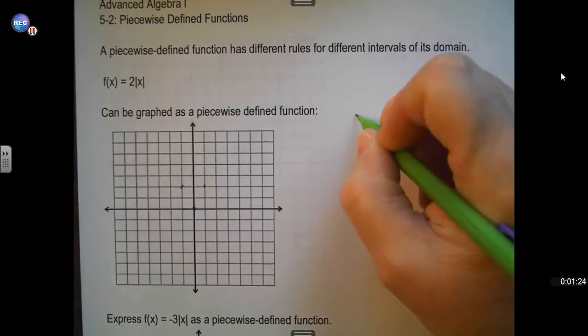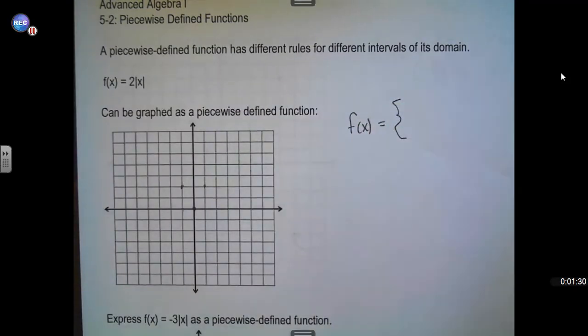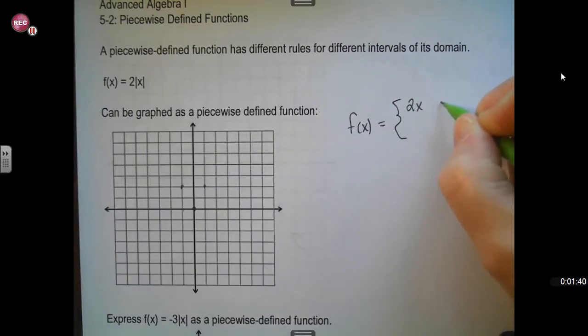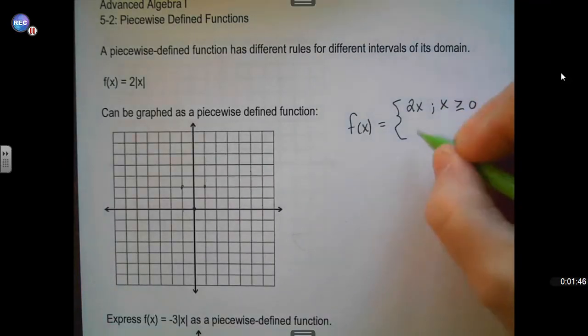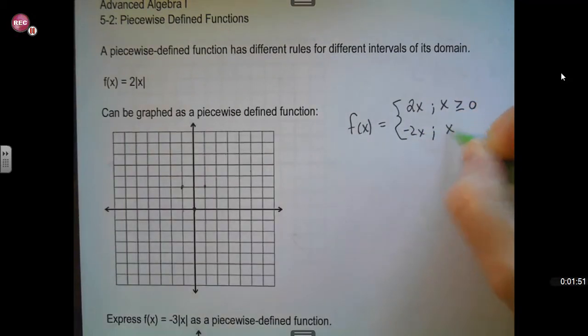And so what we do is we put f of x equals, and then we put a big brace, and for the top, for this one, we put 2x for x greater than or equal to 0. And then for the bottom function, we put -2x for x less than 0. I put less than 0 there because I can't have equal to in both places.